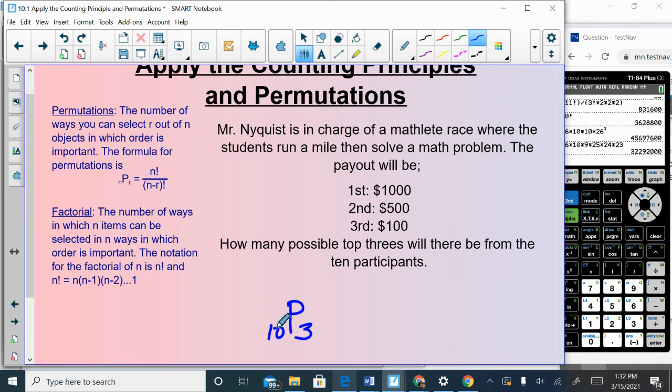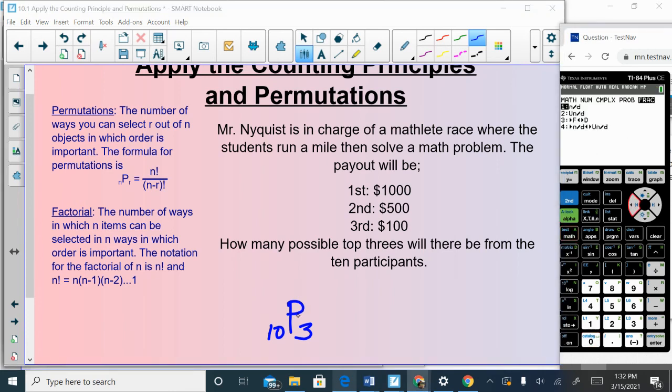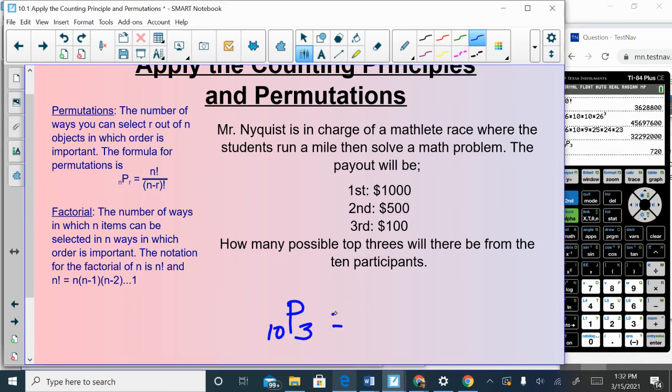So the difference was with factorial, I had 10 objects, I was selecting all 10. With permutations, I have 10 objects, and I'm only going to select 3 of them. So 10 permutation 3 would tell me that there are 720 different ways that a top 3 could finish in this mathlete race of 10 students. So you can see the difference, hopefully, between permutations and factorial.